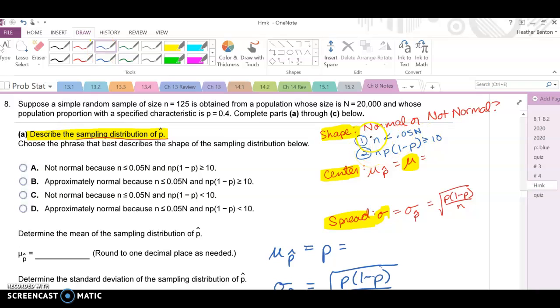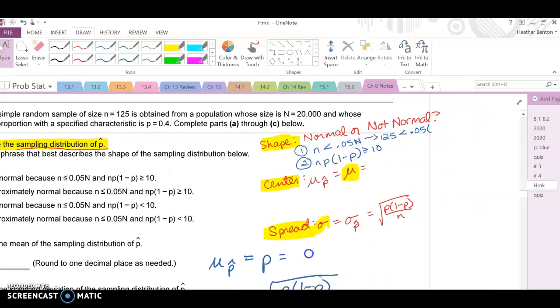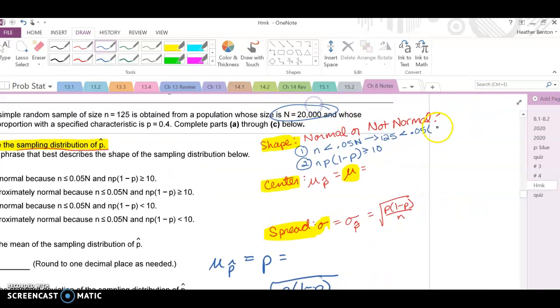Rule number 1, little n has to be less than 5% of big N. So if we look at this, little n is 125, is it less than 0.05 of our big N, which is 20,000? And so 0.05 times 20,000 is 1,000. And so 1,000 is definitely greater than our 125 here. It's greater than 125. So that's a yes.